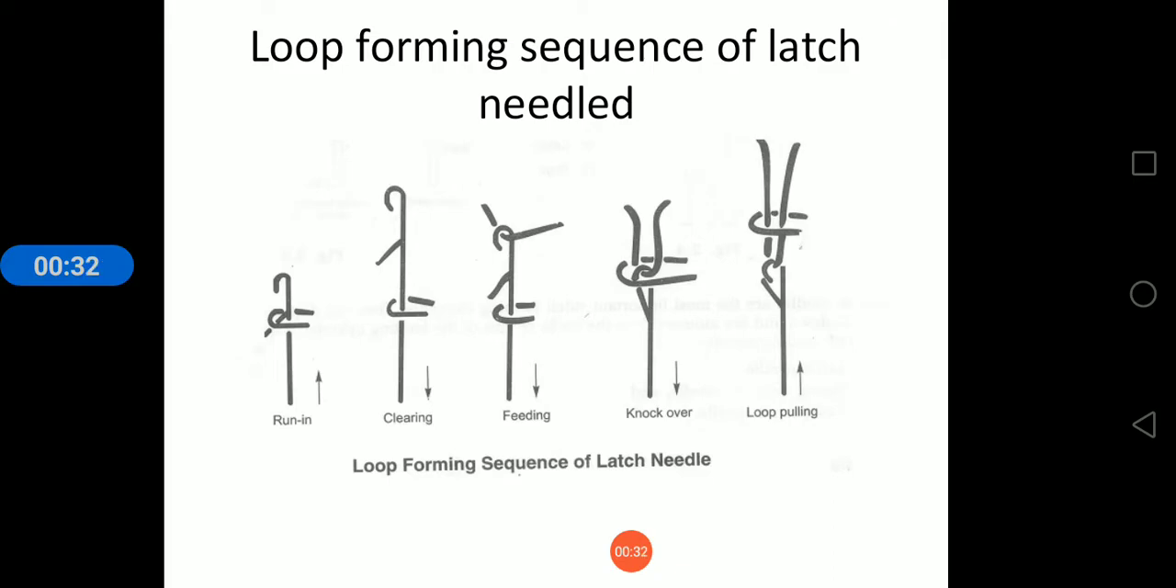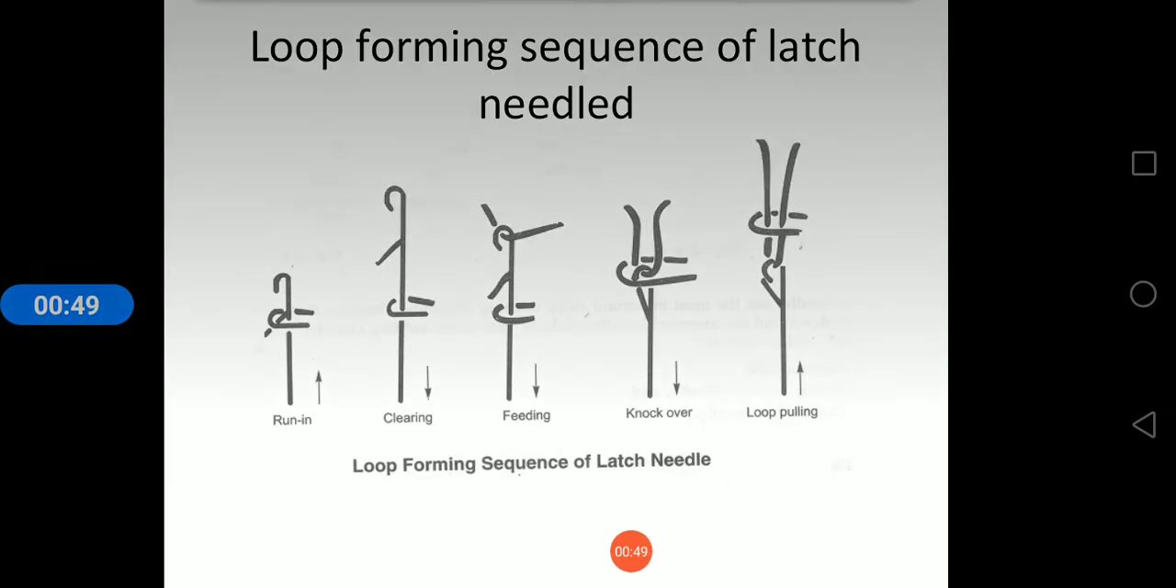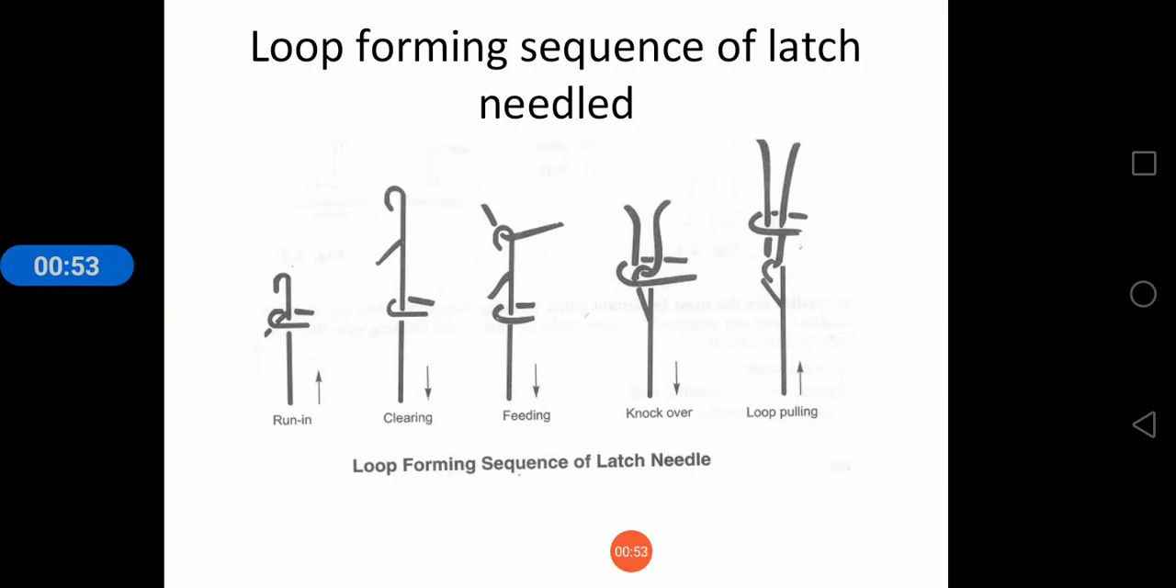In the loop formation sequence of latch needles, see in the first figure, running. Running means that from the machine's start onwards, the position of the needle is constant. The second position is clearing, the third is feeding, and the fourth is knockover and loop pulling.